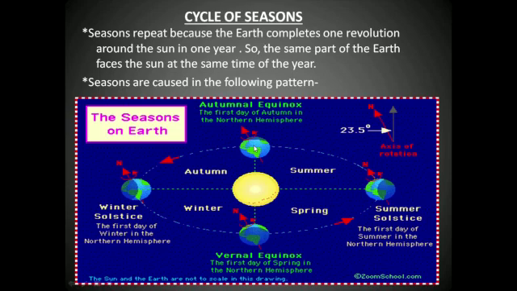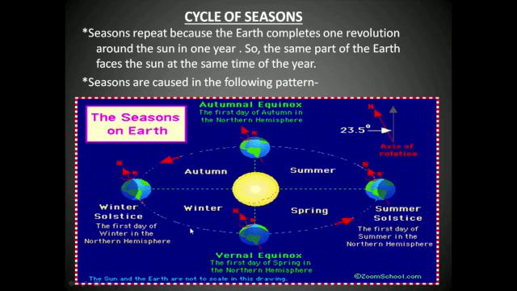As the earth revolves and reaches the third position, here the North Pole is away from the sun. It doesn't receive maximum light from the sun and has winter solstice. Winter solstice is the first day of winter in the northern hemisphere.